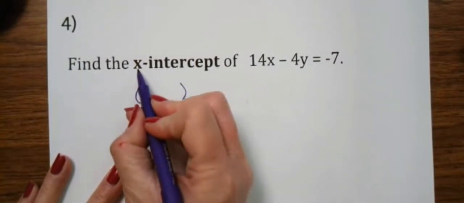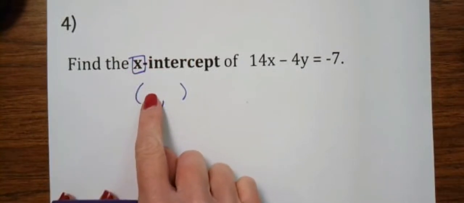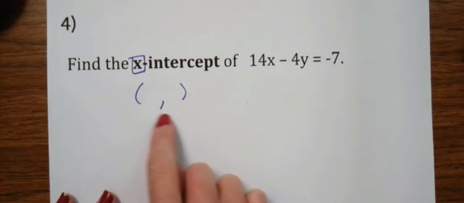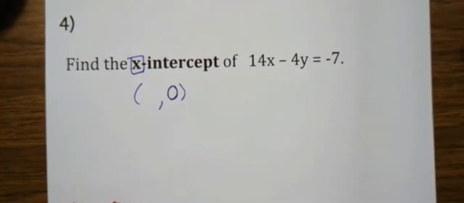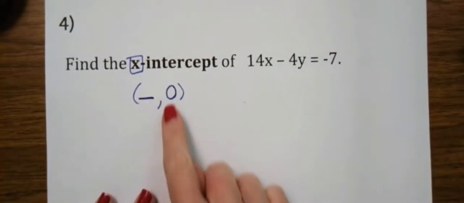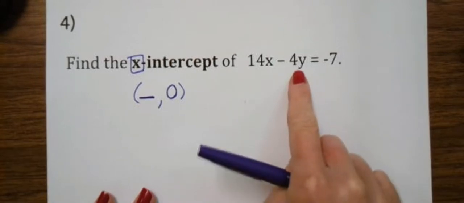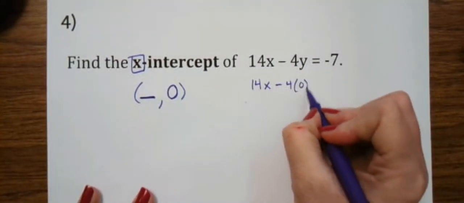Okay, so let's start off with determining what that point is going to look like. If I'm trying to find the x-intercept, that means I want to know the location on the x-axis. I want to figure out the x. Anything on the x-axis has a 0 as the y-coordinate. So I'm going to plug in 0 for y. I want to solve for x if I'm trying to find the x-intercept.